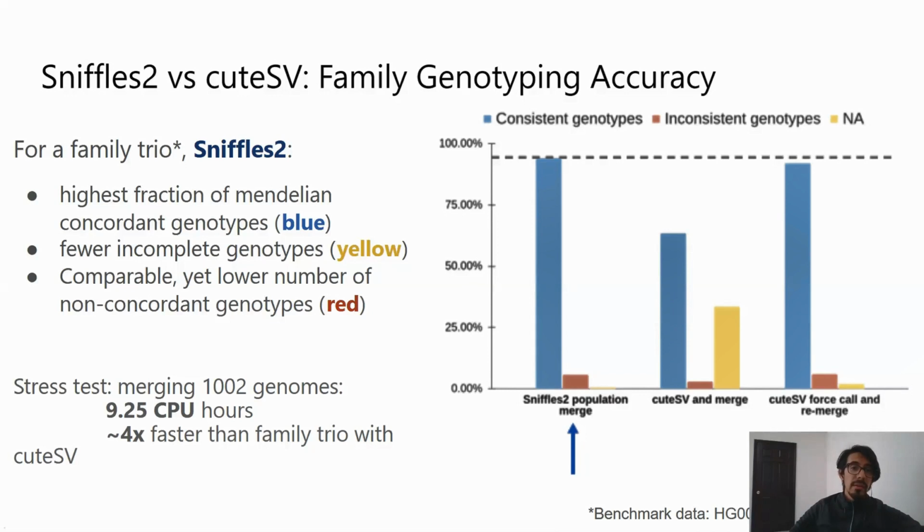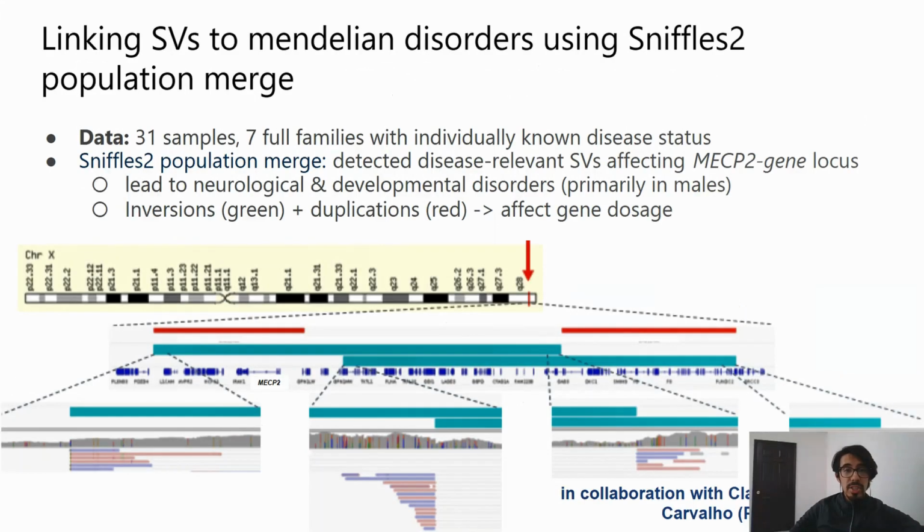So next we apply the population merge of Sniffles 2 to a dataset of 31 samples that contains 7 full families, meaning mother, father, and proband, with known disease status. Sniffles 2 population merge was able to detect structural variants that are disease relevant that affect the MECP2 gene locus. These lead to neurological and developmental disorders, primarily in males, as many of these structural variants are inherited from the mother.